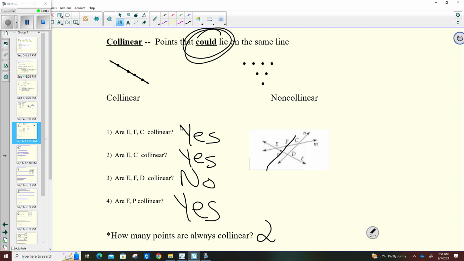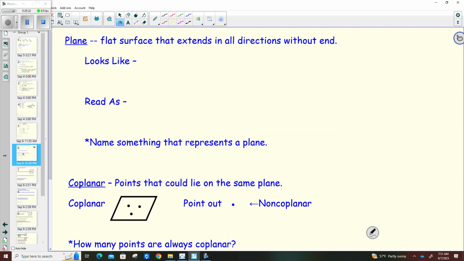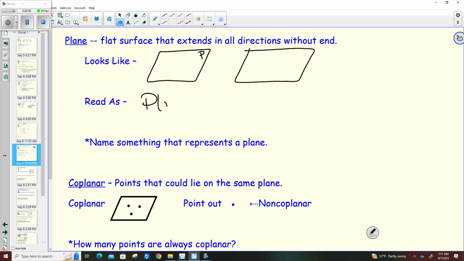Good? Beautiful. So now when we tie all those points together into a location, into a flat surface, it is called a plane. It's a flat surface that extends in all directions without end. These ones look like, do y'all know what a parallelogram looks like? That's usually the way we draw this. It doesn't have to be. So usually I do that and just draw myself a parallelogram. There's 2 different ways we name planes as well, so I'm going to draw 2 different pictures up here. Sometimes it'll just have a letter on the plane, and we would read that as plane P.